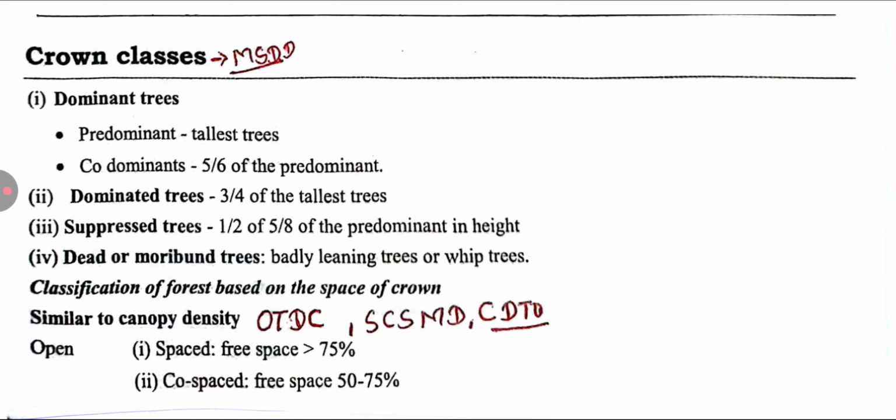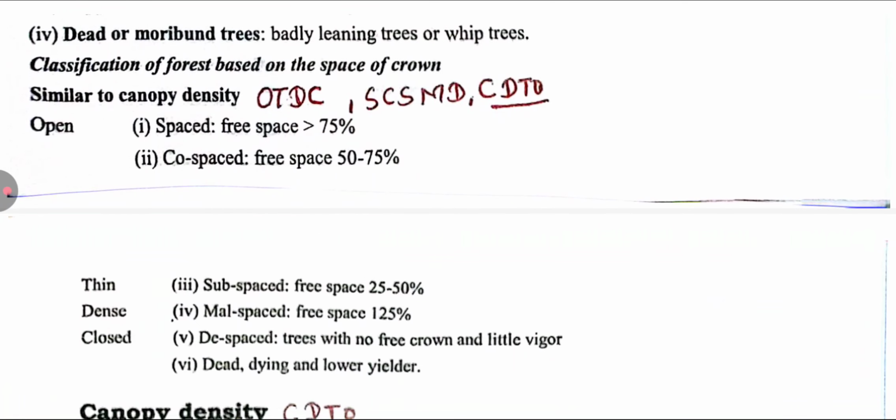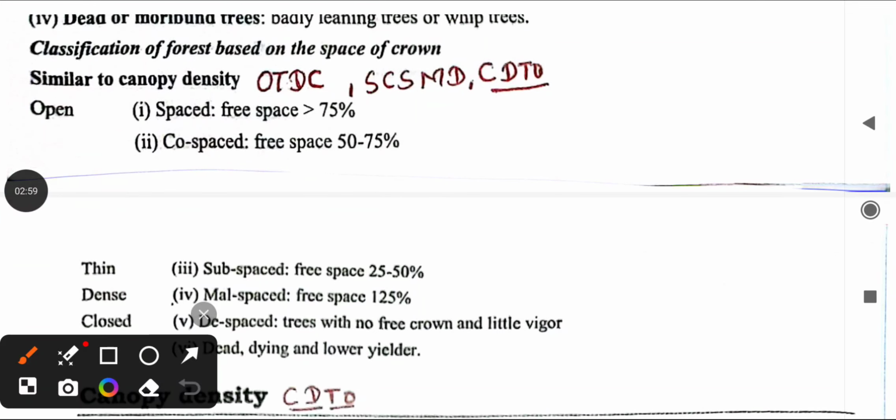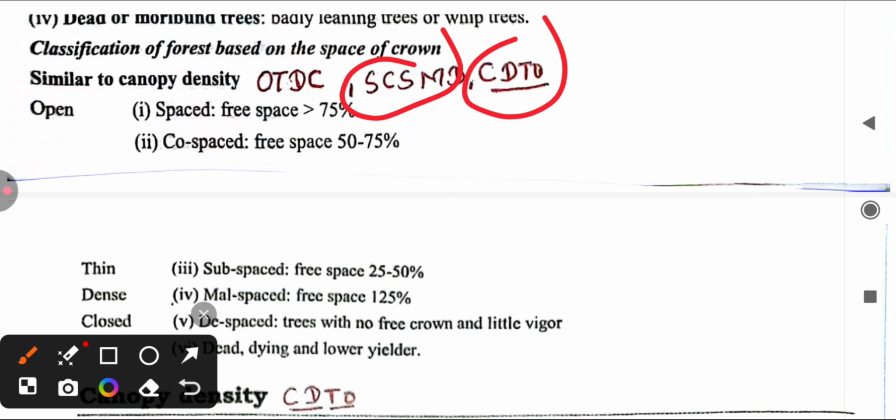And classification of forest based on the space of ground, similar to canopy density. SCS MD CD2.